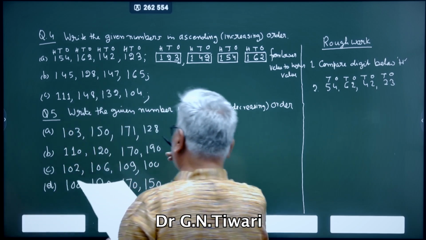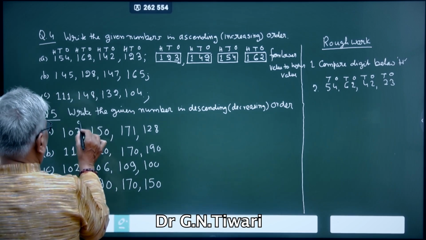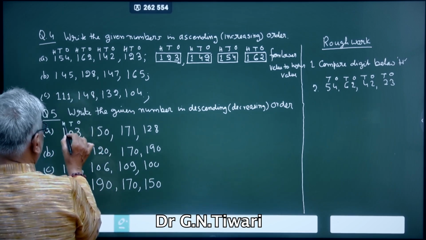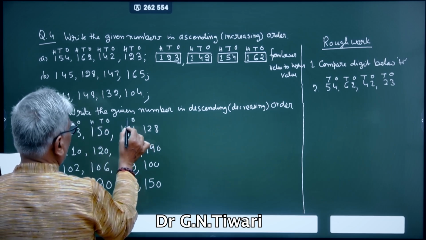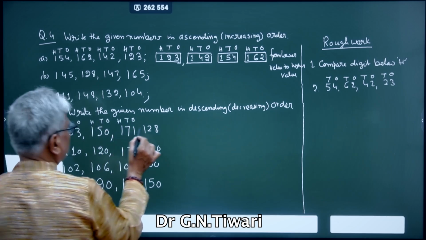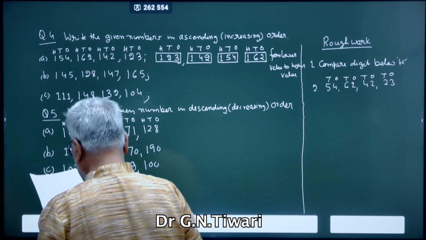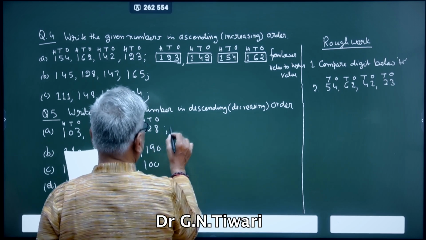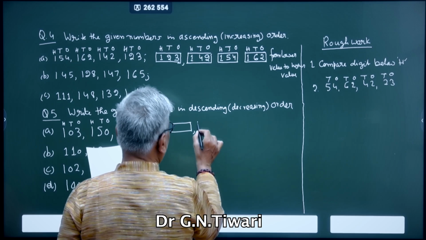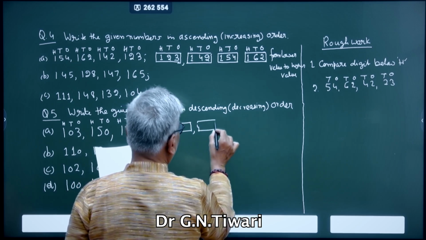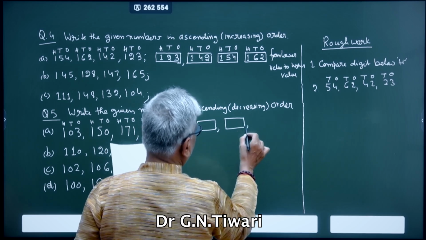So here also I will say that you write O, T, H. And one number here, two number here, second number, this is third number, and this is fourth number.